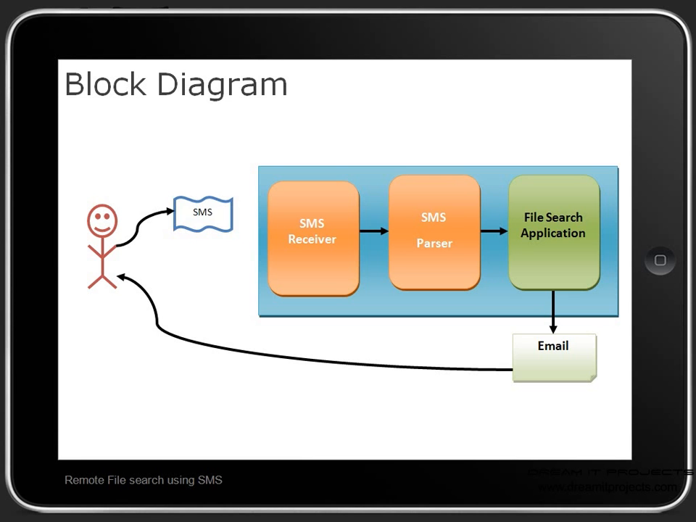When I say exact match, it will exactly match the name of the file with the one coming from the SMS. When I say relative match, it will basically search like contains file name dot something.